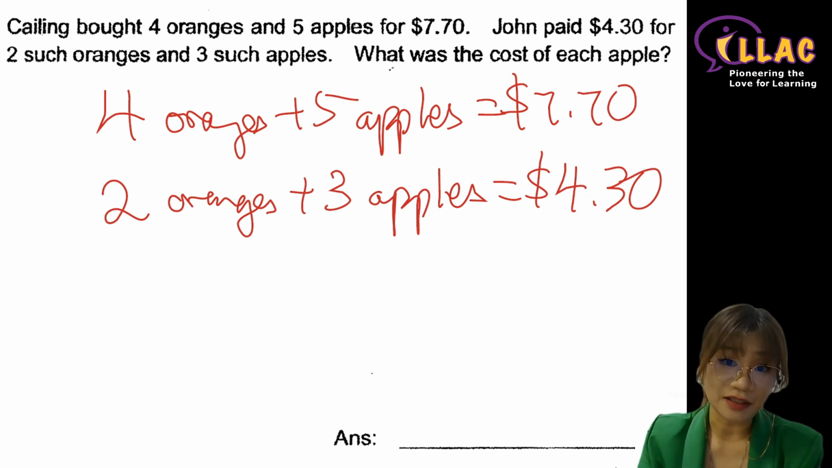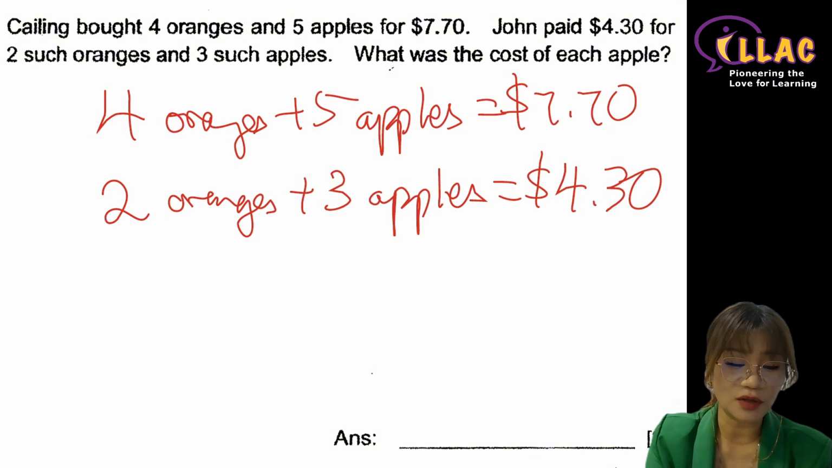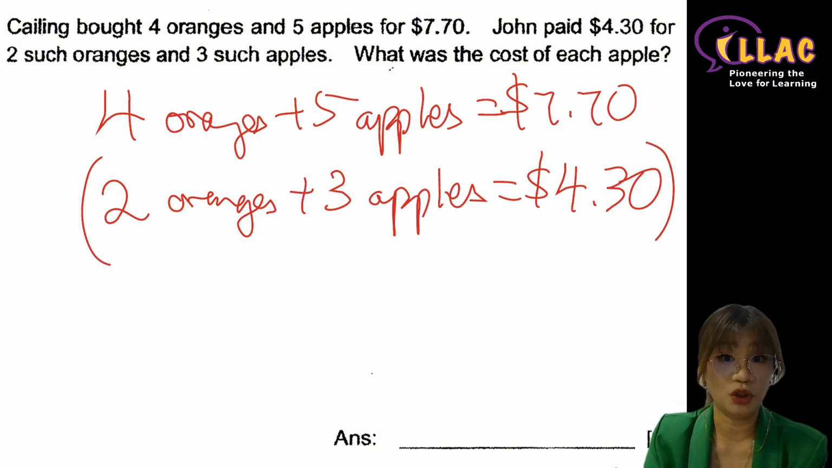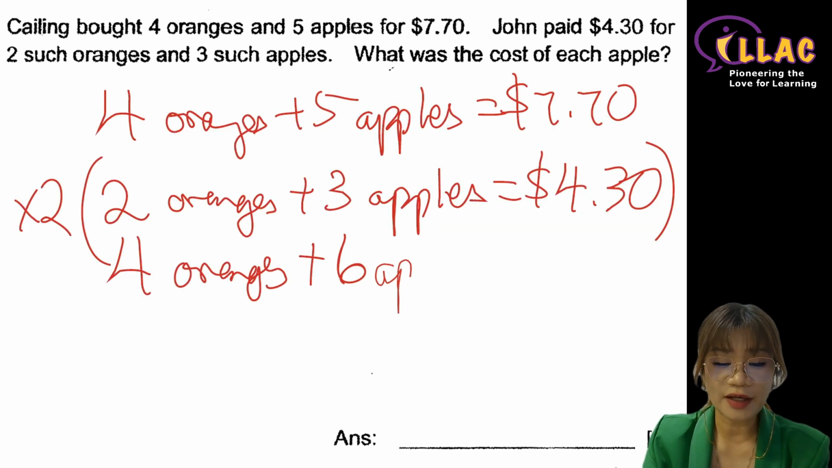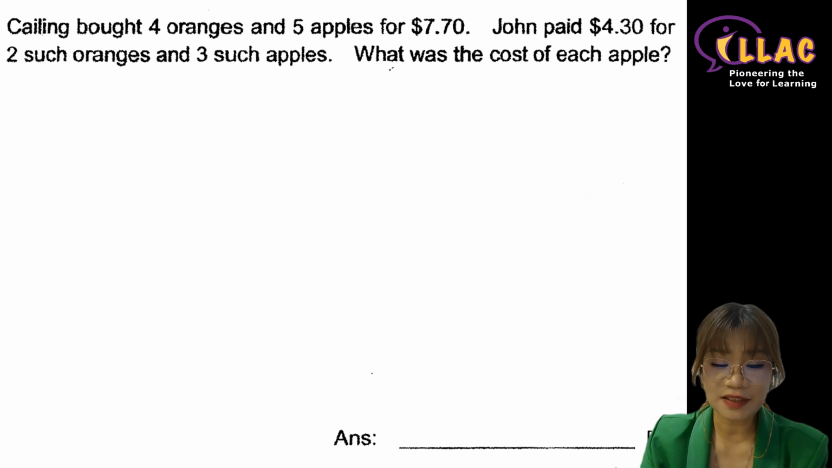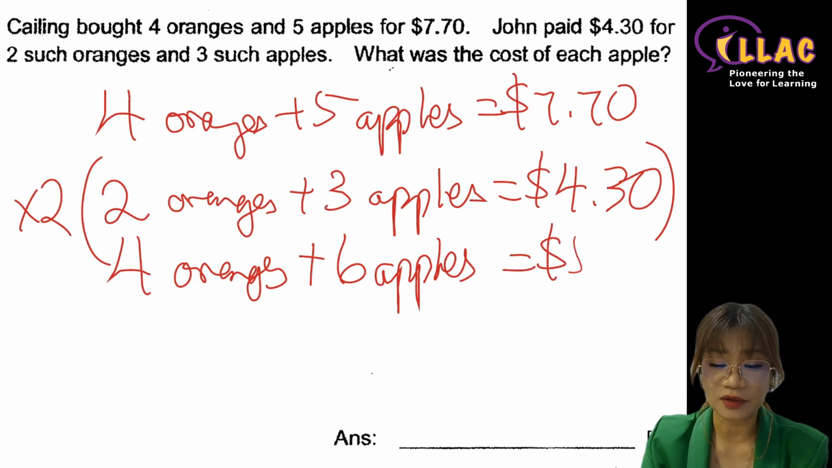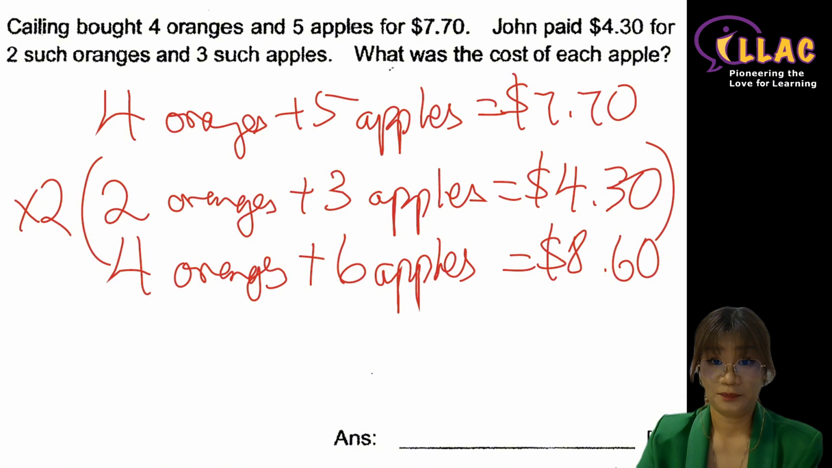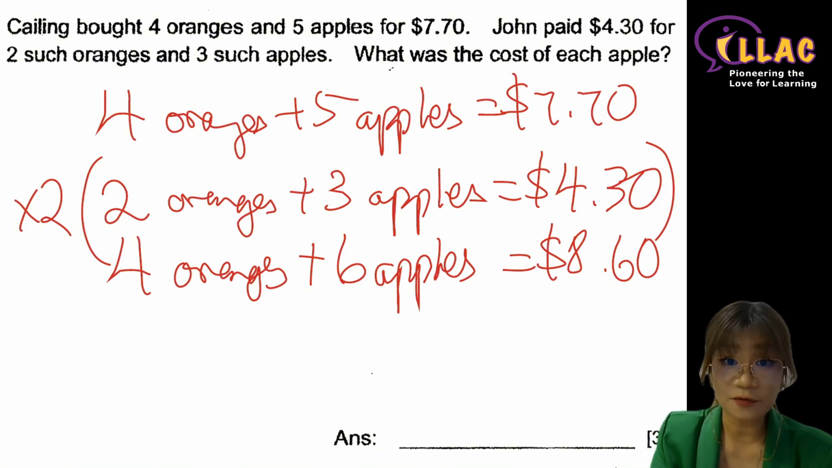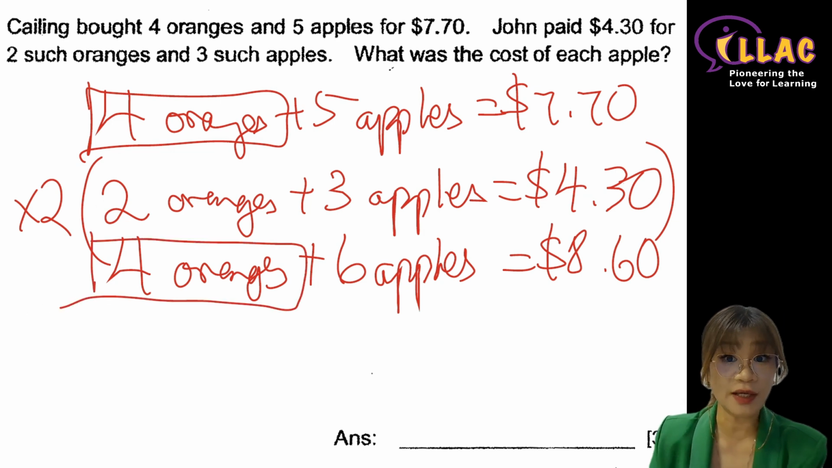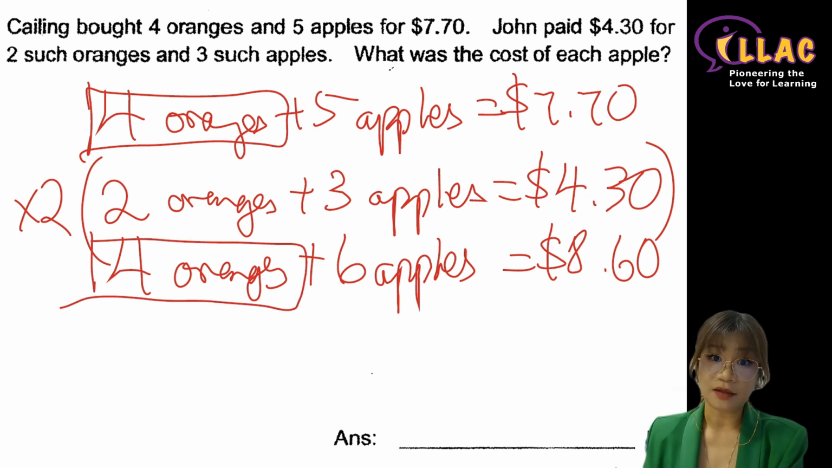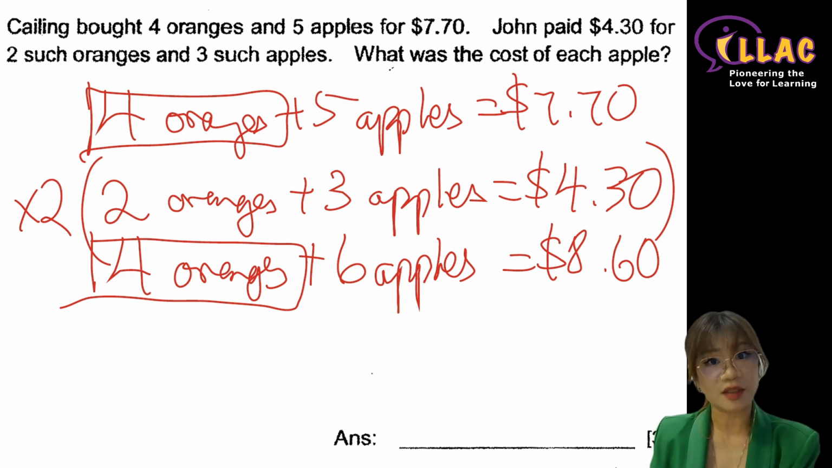So let's say I give John 2 sets of what he bought. So basically the entire set for John, I make him buy 2 sets because I want to have one of the items in the same amount of quantity. So John will end up having 4 oranges, 6 apples, and $8.60. And you will notice that, okay, if I were to compare 4 oranges and 4 oranges, what is the total for them? Of course, they're the same, isn't it? 4 oranges and 4 oranges is the same quantity.